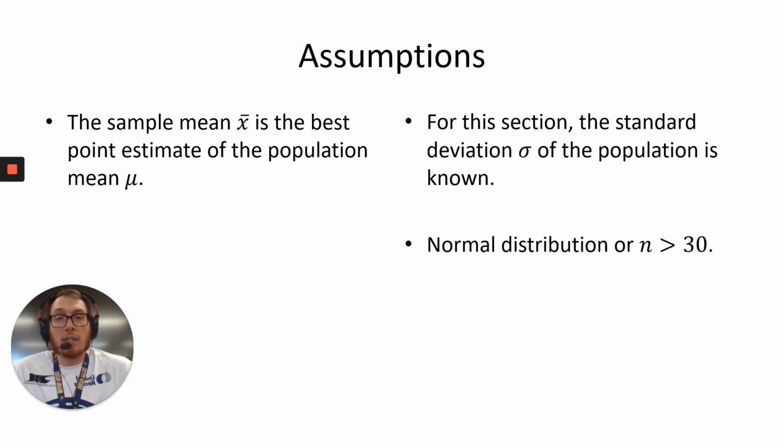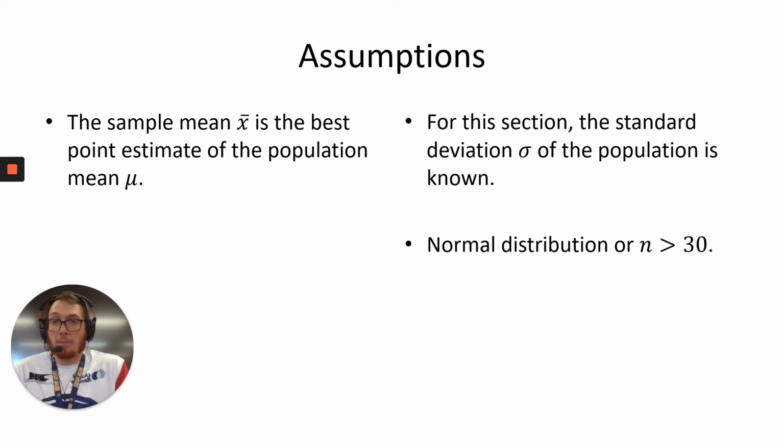Okay, the first thing that we need to make sure of is that the sample mean, which is x bar, whatever the mean of the sample is, is the best point estimate for the population mean. Much like p hat was the best point estimate for the proportion. For everything that we're looking at today, the standard deviation of the population is known.